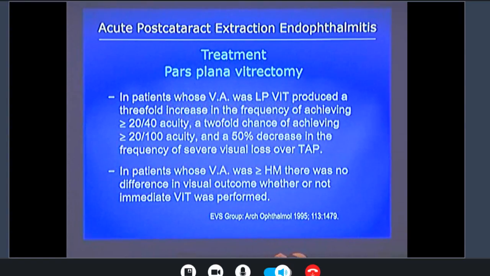Now, for many years, there was a debate regarding early vitrectomy. And for many years, before the data that came from the Endophthalmitis Vitrectomy Study, I was always of the opinion that we have to do early vitrectomy in patients with dense vitreous involvement. If you see that the vitreous is full of pus, no red reflex, this is an indication to do early vitrectomy.